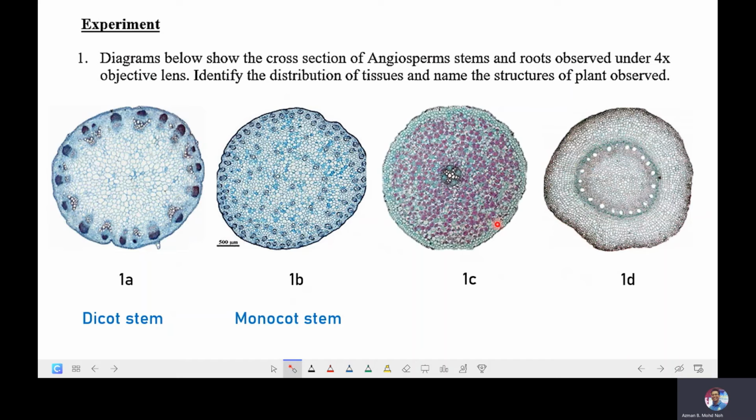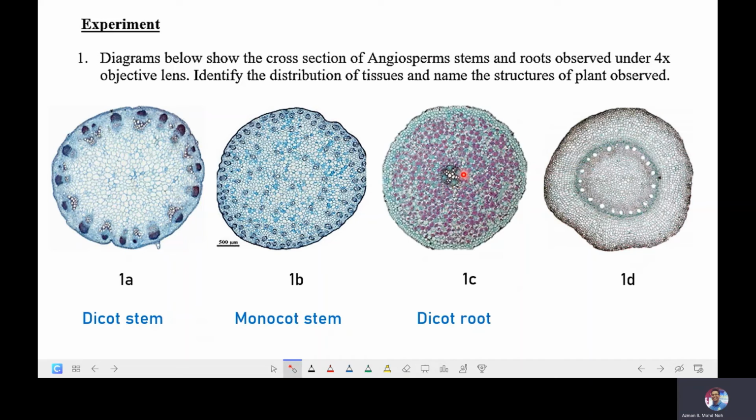These two will be the roots actually. So which one is the root of the dicot? Which one is the root for the monocot? We should try to take note of this structure in the middle over here. As I have mentioned just now, if you see a star-shaped structure in the middle of the root, then that must be the root of the dicot plant. This will be the xylem, the xylem that is arranged in a star-like pattern in the middle.